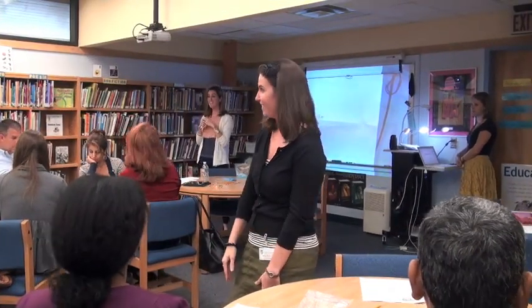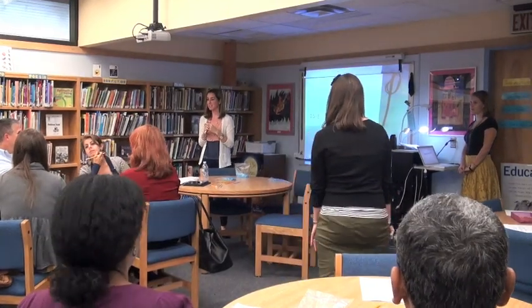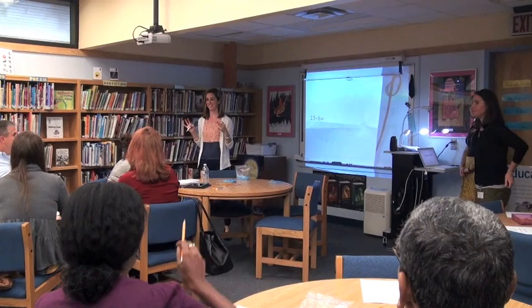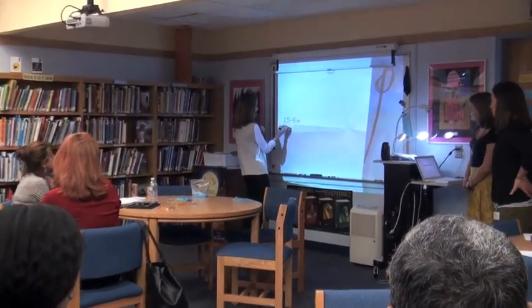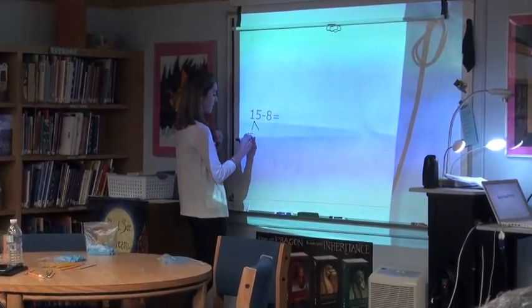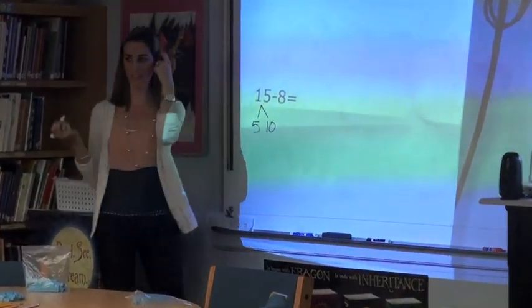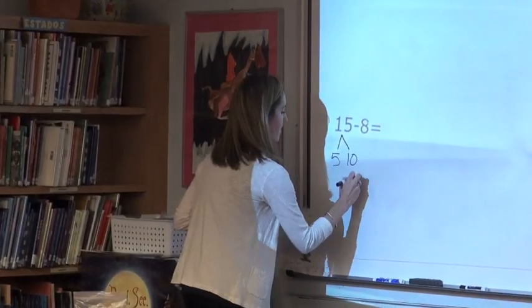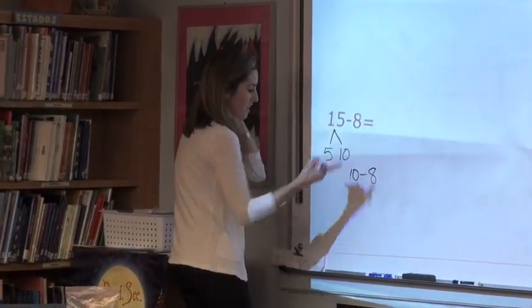15 minus 8. Can I have a volunteer to help me branch this one? 15 minus 8. Anybody? What do I do first? Okay, so I'm going to break apart 15 into my 10s and 1s, 5 and 10. Okay. Now what am I going to subtract? 10 minus 8. All right, because I can't. I don't have enough in my other pocket.